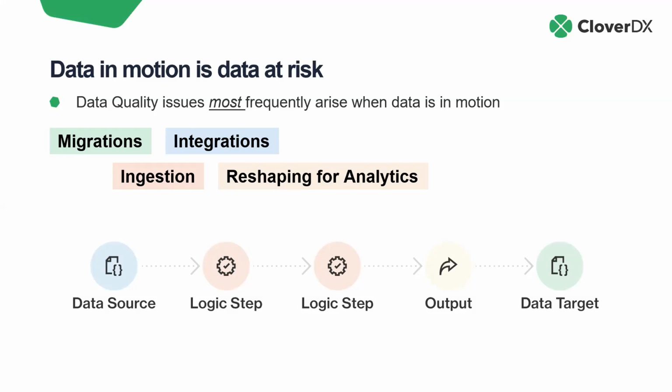And that movement typically involves a data pipeline with multiple stages, each of those stages capable of introducing or allowing poor data to creep in. It can happen at any stage.